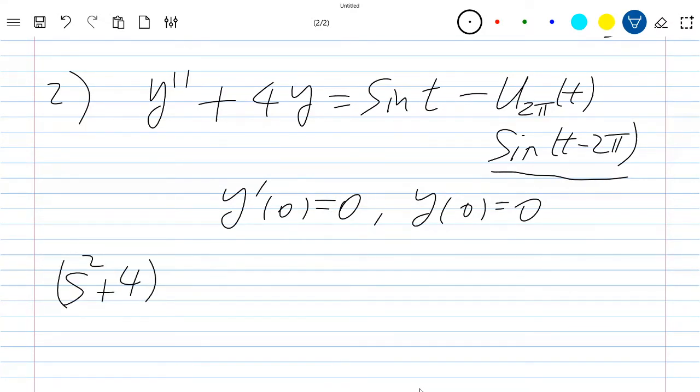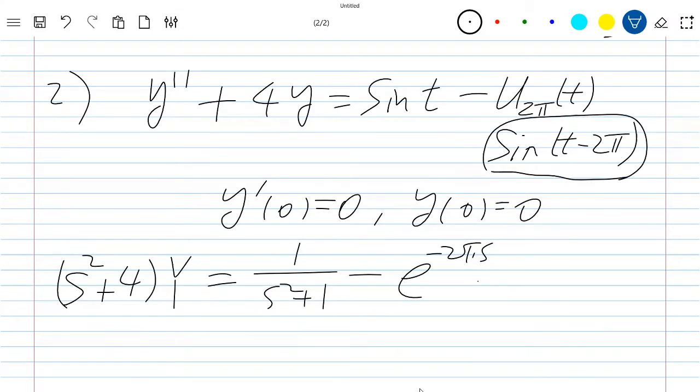It's still the same left-hand side. And the right-hand side, what is sine of t? 1 over s squared plus 1. And u of 2 pi will give you e to the negative 2 pi s, right? And remember, what do you do when you do this part? You replace t by t plus 2 pi. And now I just cancel the negative 2 pi, so you just get sine of t. And sine of t will give you that, right? So if you don't have this negative 2 pi to start with, you have to replace t by t plus 2 pi. But anyway, it's the same result, so it doesn't matter.